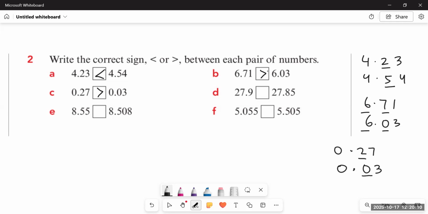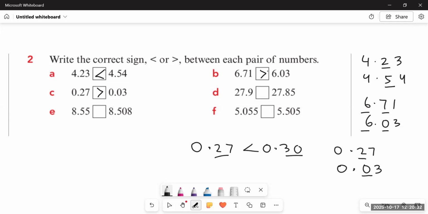Okay. But in this case, if it would have been like 0.27 and 0.3, then which one would be greater? Most of the students will say that 0.27. No, 0.27 is not greater, because we will make them like decimals by placing a 0 over here to make the two decimal places equal in each of them. And then we will compare 2 and 3. 2 is smaller, so 0.3 would become greater.